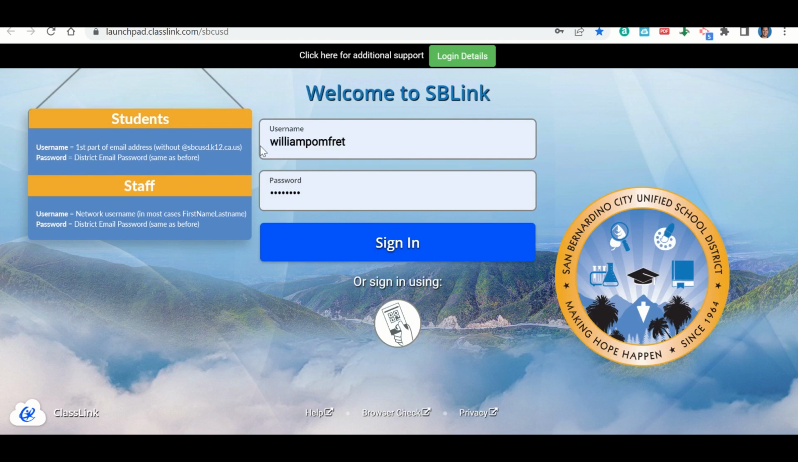So the first part for your username is going to be the first part of your email address without the @sbcusd.ca.us. So it should be your last name, first initial, middle initial, and then the last four of your student ID. Then for your password, it's the same password you use to log into your Chromebook. From there, you'll go ahead and click Sign In.